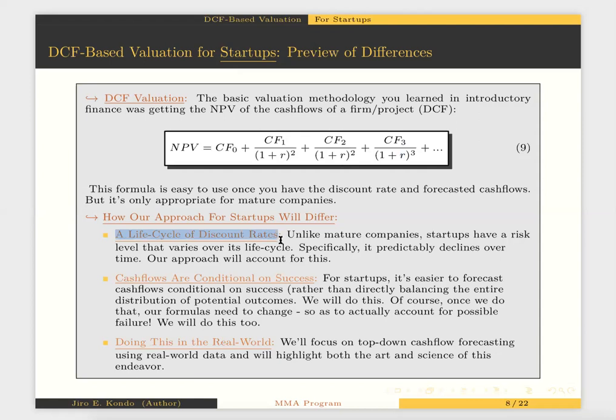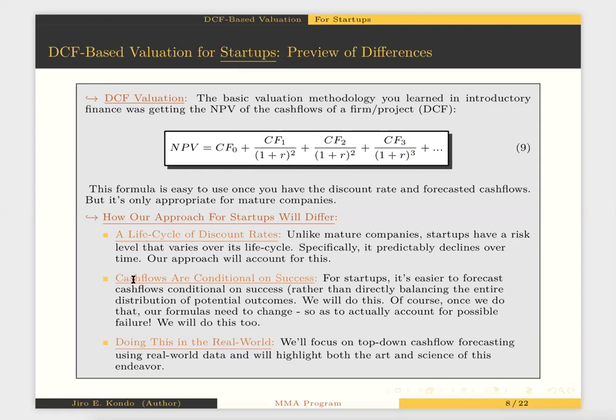In particular, we're going to model three phases of discount rates for startups. So I'll get a little bit into that. And then another difference is that instead of forecasting average future cash flows for a startup, like, what is the expected cash flow at time 3 for a startup?